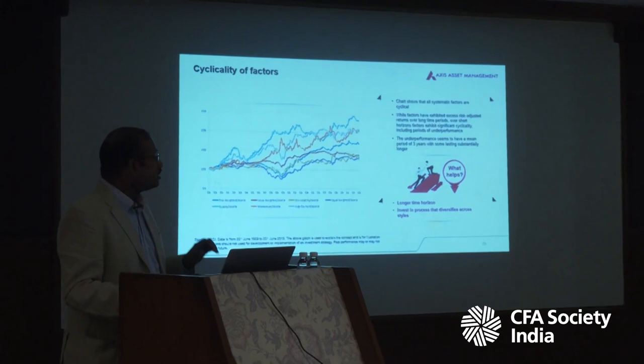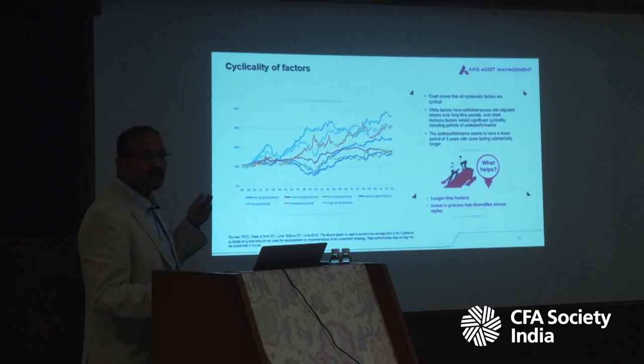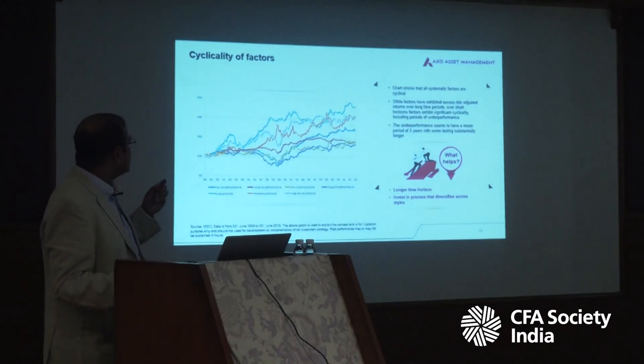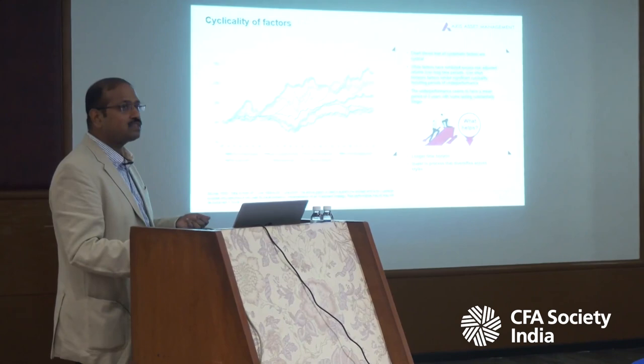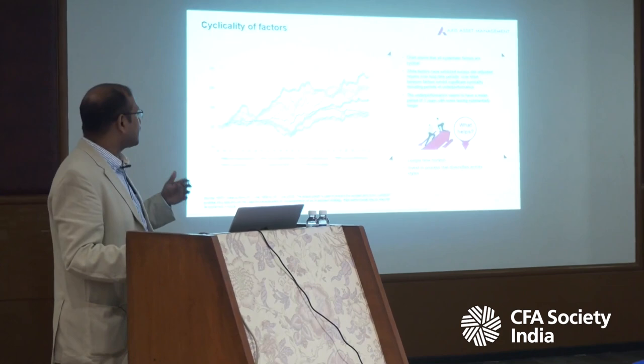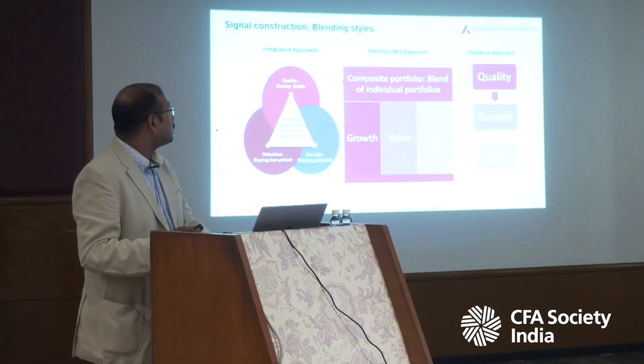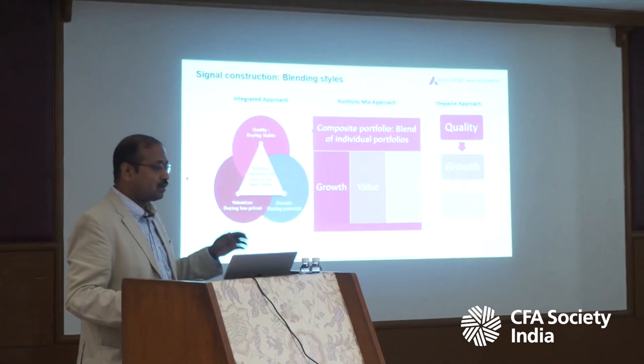And so there are two ways of addressing this. One is that you have to look at longer time horizons when you're investing in these styles. Second is that there is a benefit of diversification. Just like you don't want to invest all in equities or all in fixed income, you should diversify between these styles, and you should have more diversification in your quantitative approach from a style perspective. So how do you diversify? Obviously there are other ways to do it as well, but largely there are three ways to combine styles.